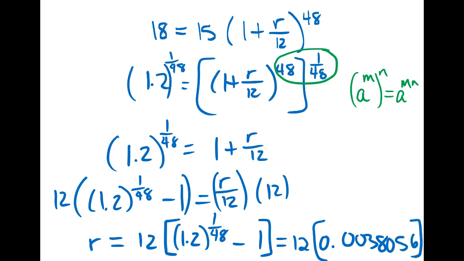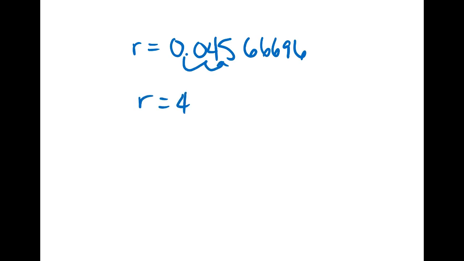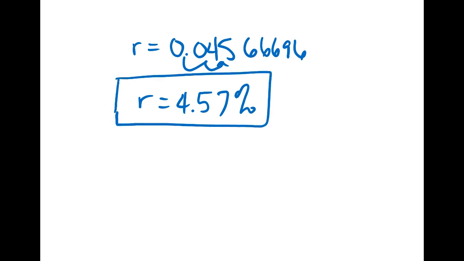0.0038056. And then when we multiply that by 12, we get 0.04566696. And then let's just move the decimal over 2 places, and we have an interest rate of about 4.57%. So the team needs to invest that $15 million in an account with an interest rate of about 4.57 or 4.6% compounded monthly in order to have $18 million at the end of 4 years.